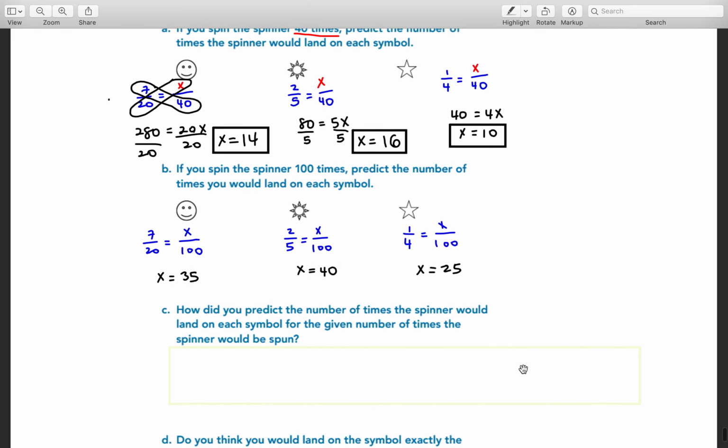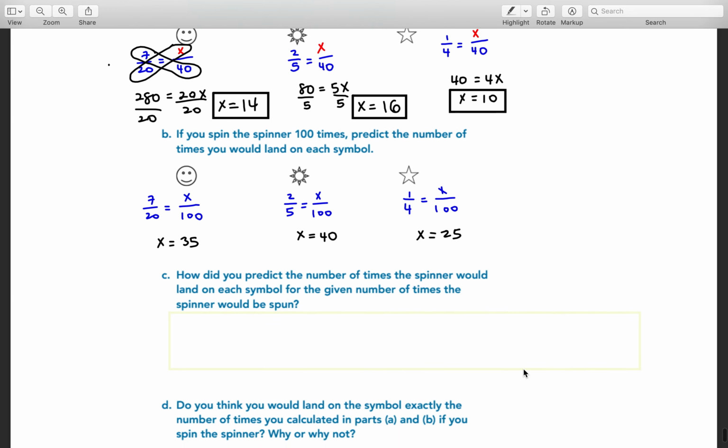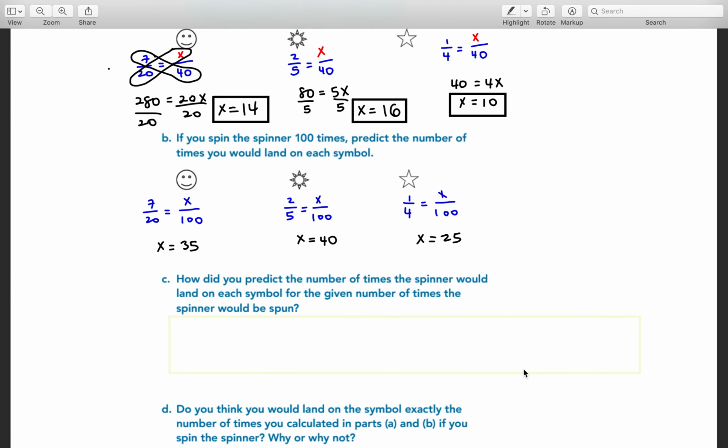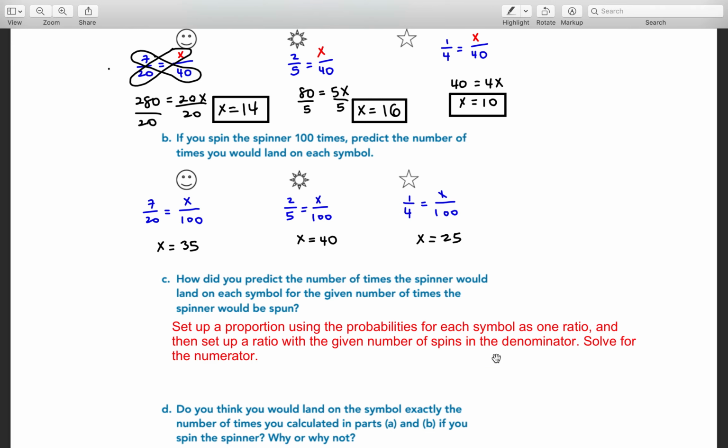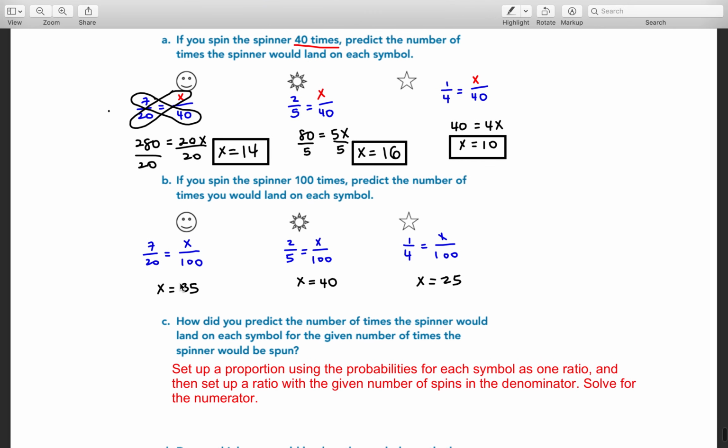Now, how did you predict the number of times a spinner would land on each symbol for the given number of spins? We set up a proportion using the probability for each symbol as one ratio, and then set up another ratio with the given number of spins in the denominator. This just explains in words what we just did. Then you solve the proportion.